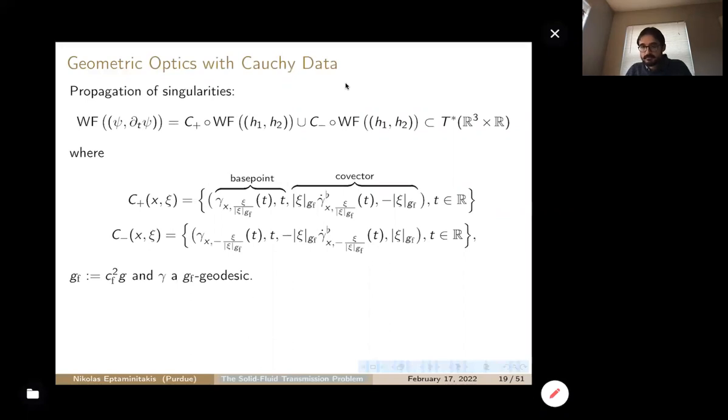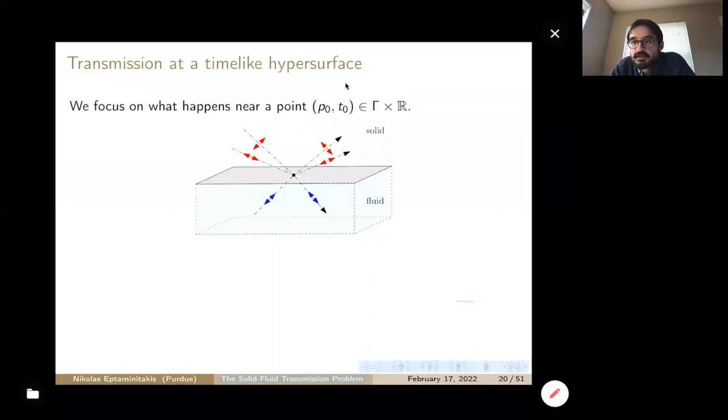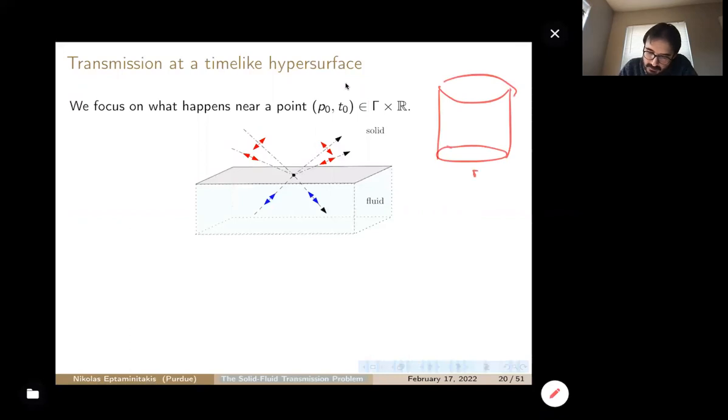Though now we are interested specifically in the situation where we're near a time-like hypersurface. And here time-like is terminology that comes from relativity, but the point is we're looking at a hypersurface of this form sitting inside M cross R. If you want to think about it with time being vertical, we have, so to speak, the gamma being here, and then this is the time direction, and we want to see what happens at the interface over here.